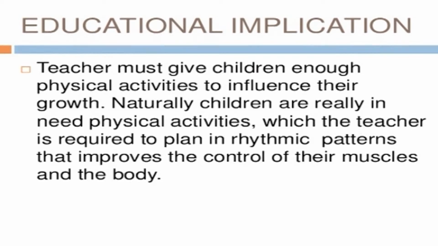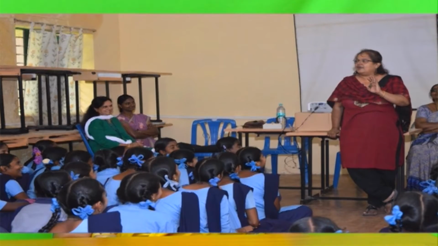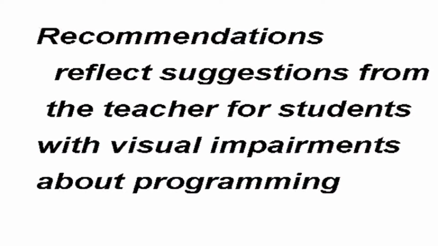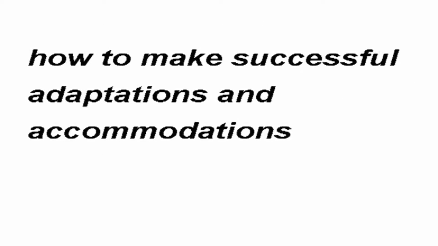Educational implications. Educational implications are generally statements that address how a child's visual impairment will affect the child's functioning in a school setting. Recommendations. Recommendations are typically statements that reflect suggestions from the teacher for students with visual impairments about programming and how to make successful adaptations and accommodations.